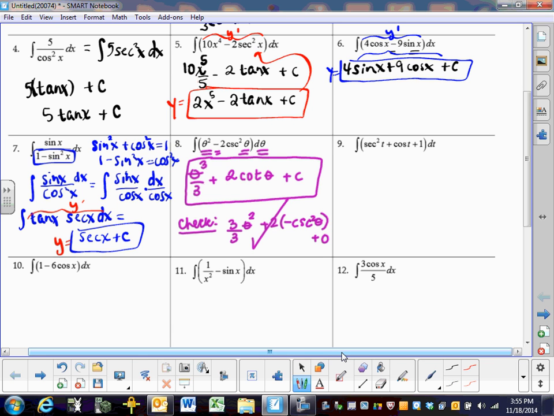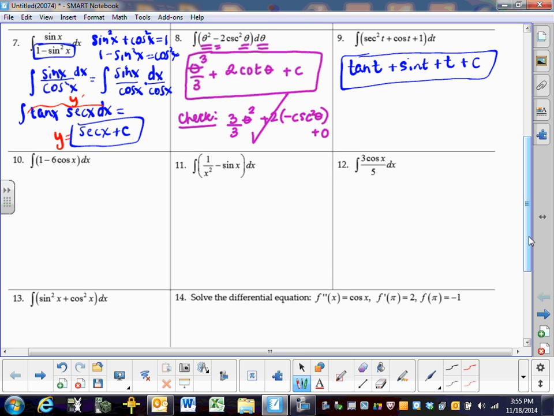Okay, so for our next function, going backwards from secant squared, we have to know so well that that is just tangent. Going backwards from cosine is just sine. Going backwards from 1 is a plus t, and then plus c is always there for an indefinite integral. Going backwards from 1 is x. I have a 6 that I'm going to hold, and then going backwards from negative cosine is negative sine plus c.